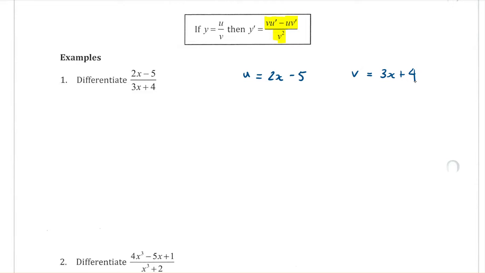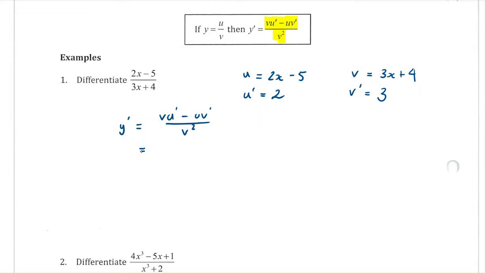So we need to find the derivative of each of those. U dash is going to be 2, just the number in front of that x, because the 5 will disappear. And V dash will be just the 3. Okay, so let's write our formula down. Derivative, so y dash equals V U dash minus U V dash over V squared.